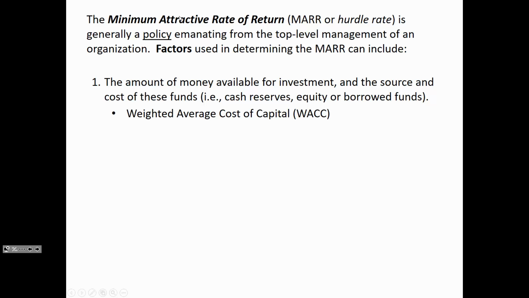And probably the biggest thing that determines what your MARR is set at is how much it costs you to get money. Whether you're borrowing money from a bank, or you're selling stock on an exchange, or taking out bonds, there are a lot of different ways to get money, but each of them has costs. And so the WACC, the weighted average cost of capital, is expressed as a percentage, and it's how much your company pays to borrow money. So that's just one factor.